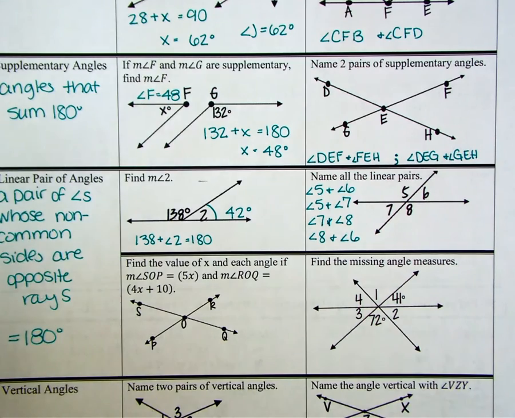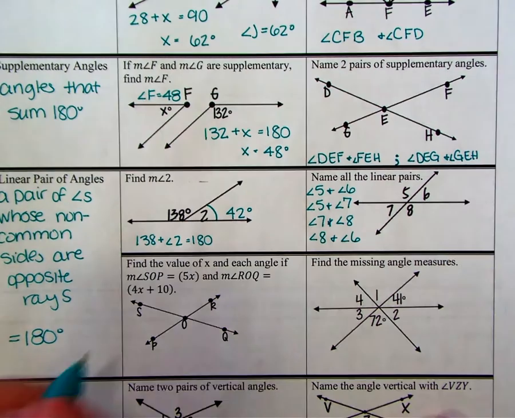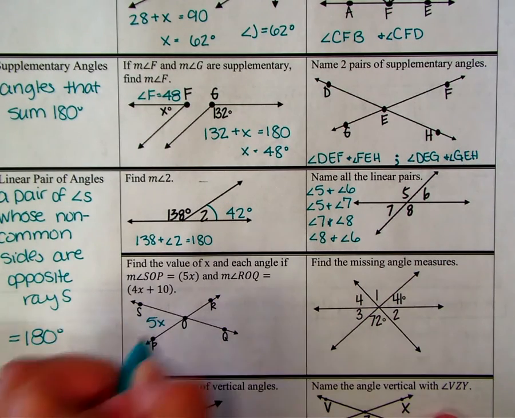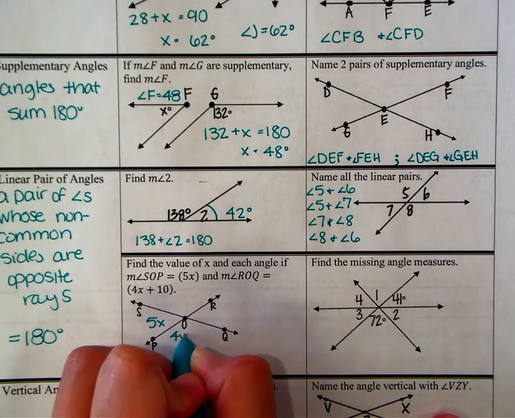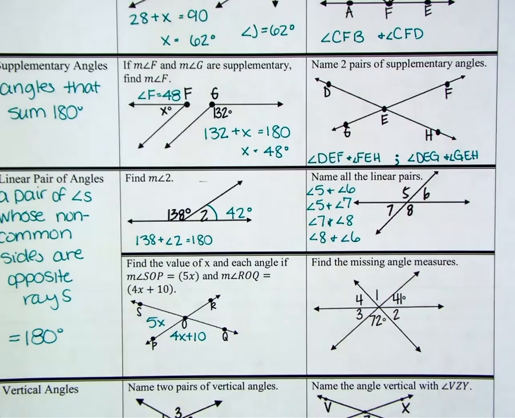Find the value of x in each angle if SOP is 5x and ROQ is 4x plus 10. So we're going to practice solving on the back, so we're not going to solve this one completely, but we will set up the equation.